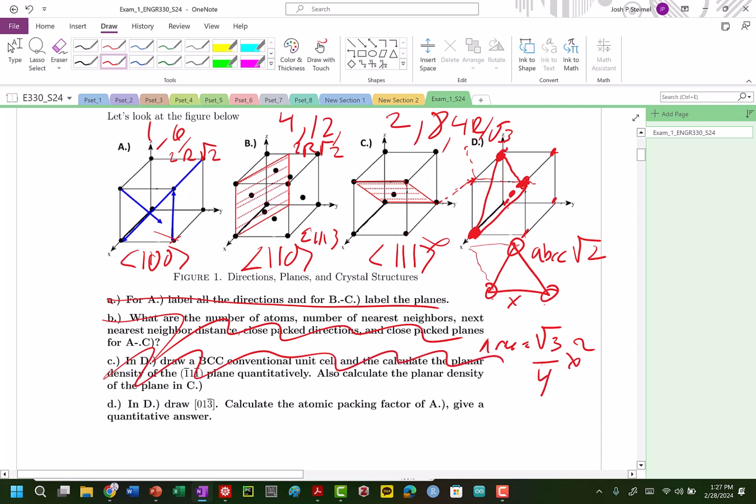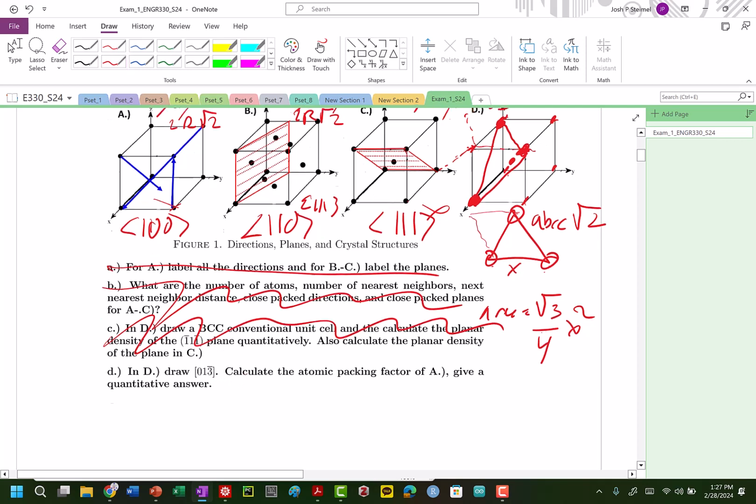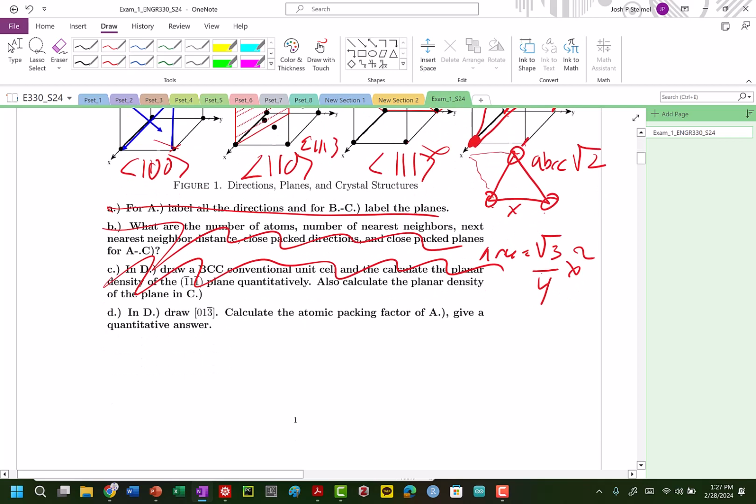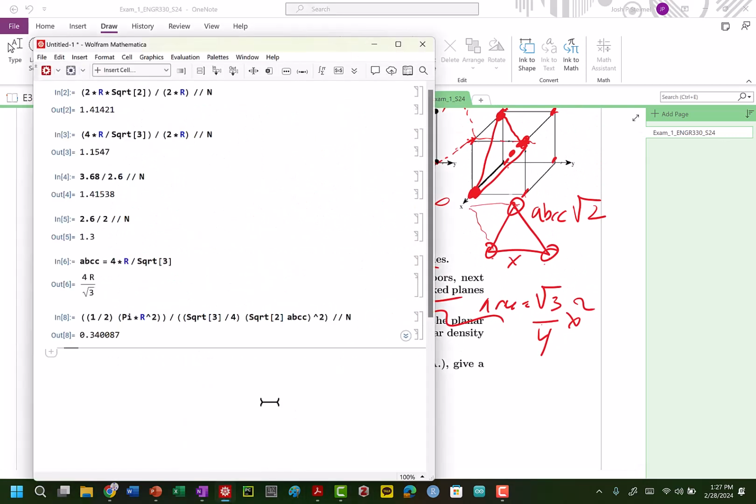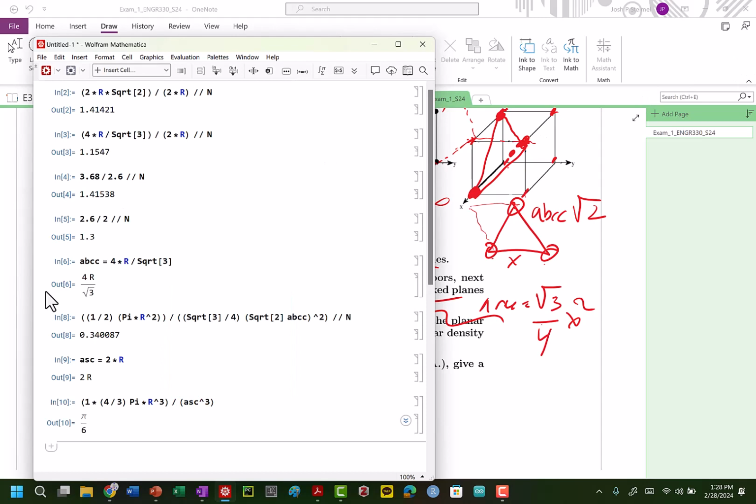Draw the 0, 1, minus 3. Calculate the atomic packing factor of A. So I'm going to calculate that first because we know A of simple cubic is equal to 2 times R. Atomic packing factor is the number of atoms, so it's 1 times 4/3 times pi times r cubed, and we're going to get all of that divided by A of FC cubed, the volume of our cube, and that's going to be this.